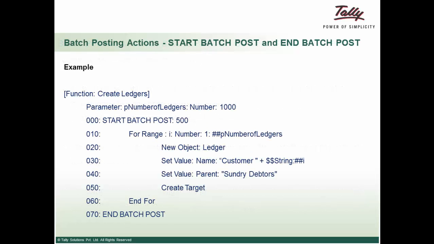This is one example where we are trying to create a number of ledgers. So you're trying to create 1000, start post for 100. So in the first post only 100 will be generated and flushed, and then the next 500 will be generated and flushed.